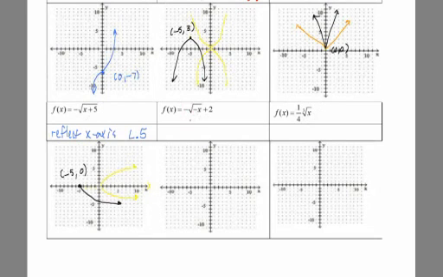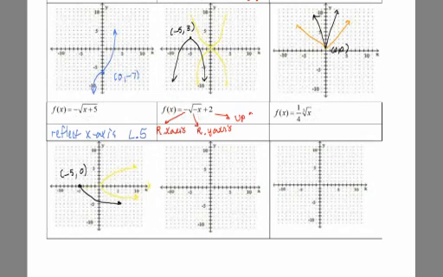Got two things going, actually three things going on here. The negative out front is going to reflect across the x-axis. The negative inside is going to reflect across the y-axis. And the 2 is going to move it up 2 units. Let's again take it in parts. Here is the basic shape. It looks like that. Let's reflect the x-axis first.